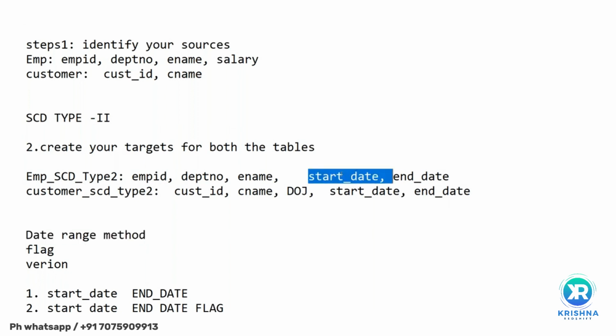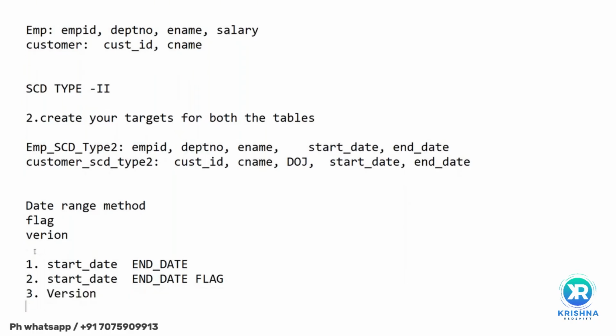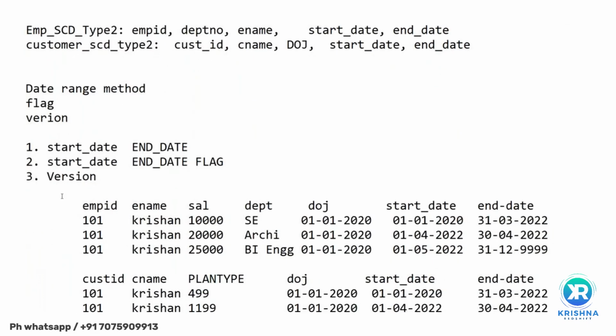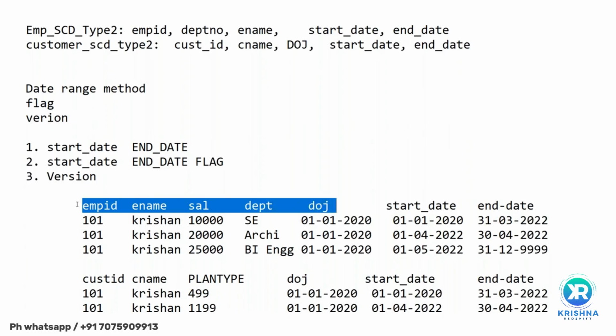Date range means they will add start date and end date, two new columns, to your table. For the employee table SCD type 2 implementation, you will have all the columns of employee, and then start date and end date. Please remember, these two columns are not coming from the source. These two are added by you. You are getting only these columns from the source: employee ID, employee name, salary, department number, date of joining.